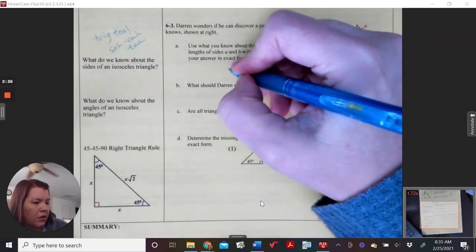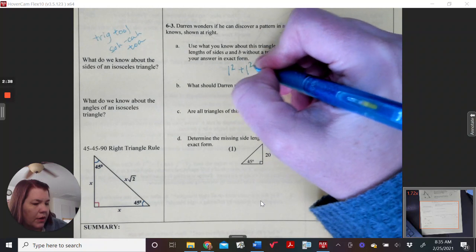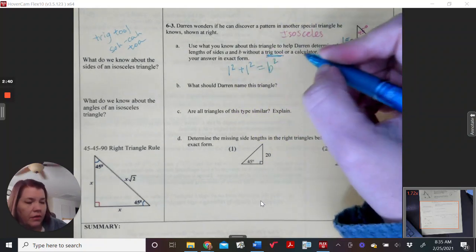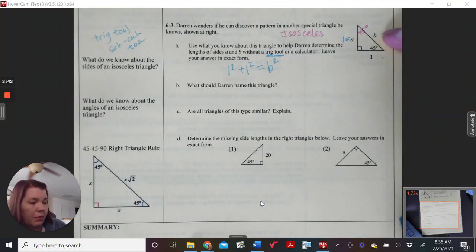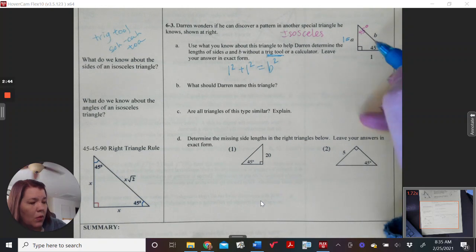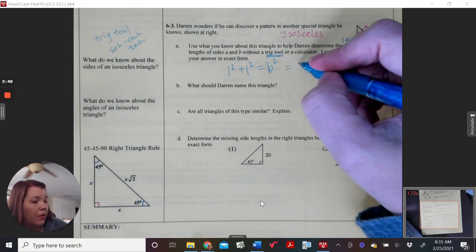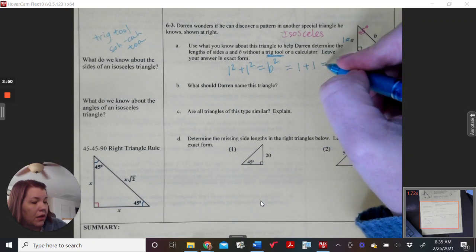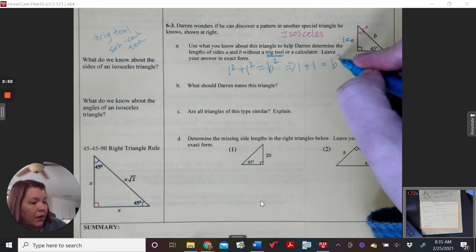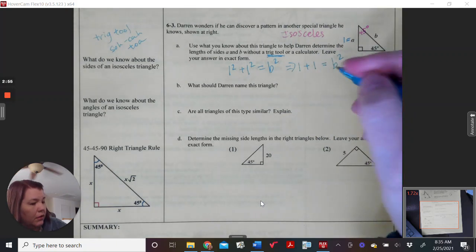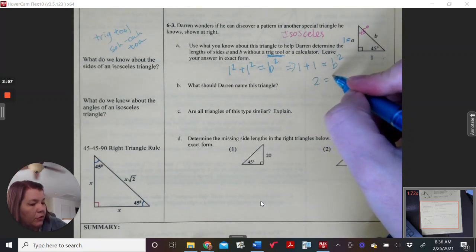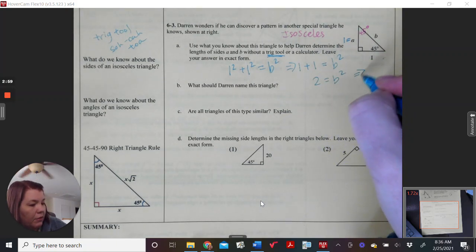So we know 1 squared plus 1 squared equals B squared, Pythagorean theorem. B being this side, which is the hypotenuse. So that's why it's over here being C by itself. Anyway, we get 1 plus 1 equals B squared. And so I have 2 equals B squared, which means that B equals the square root of 2.